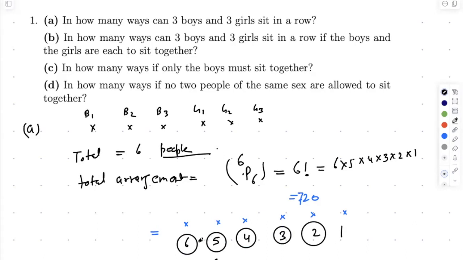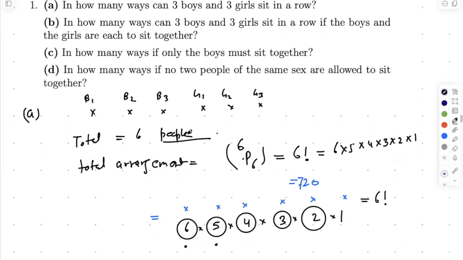So how many total arrangements are there? You do the multiplication because you need to give the answer together. And it is going to be 6 factorial, and we have already calculated what the answer is going to be here.